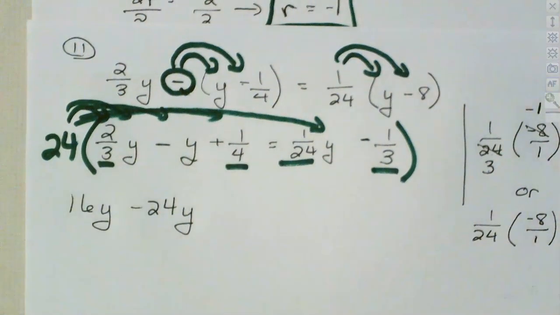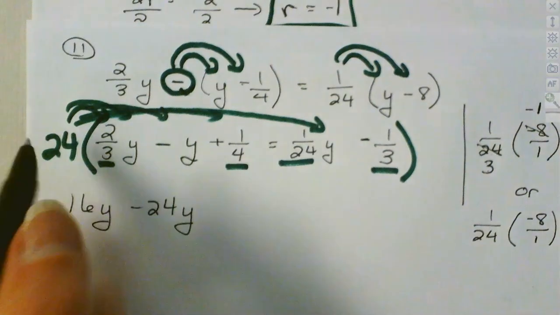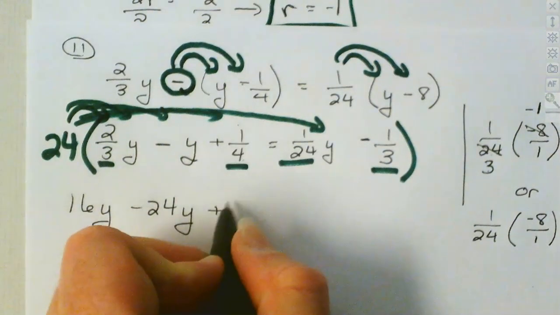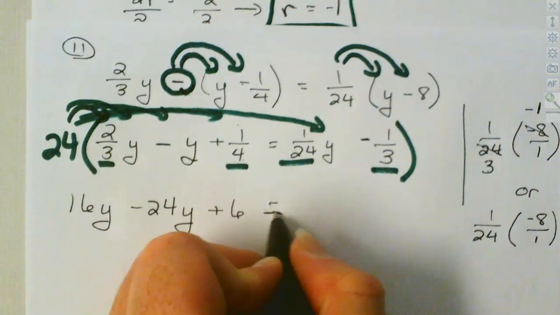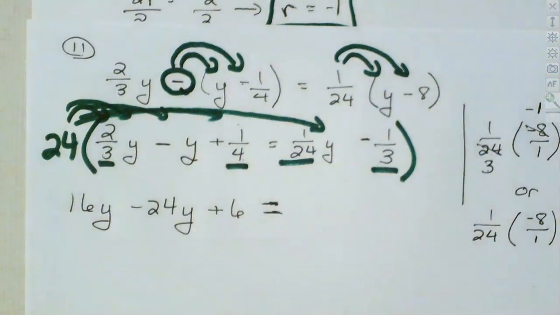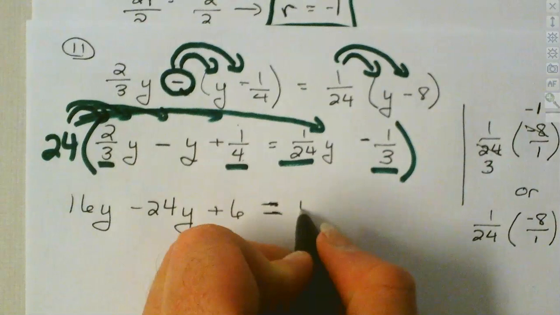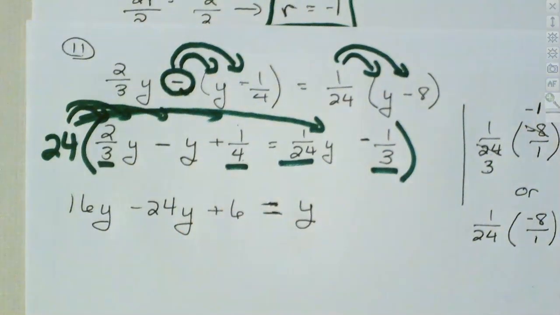24 divided by 4 is 6, and 6 times 1 makes it a 6. The equal sign comes down. 24 divided by 24, well, those cancel, and that leaves you then with just the y, doesn't it?